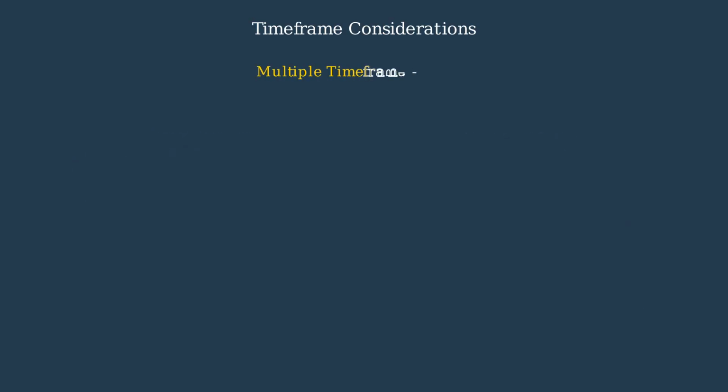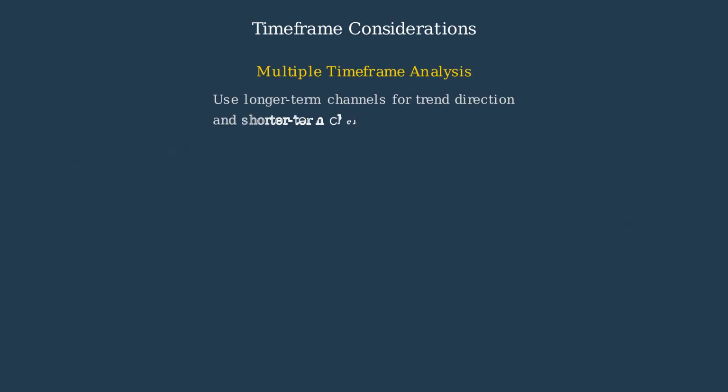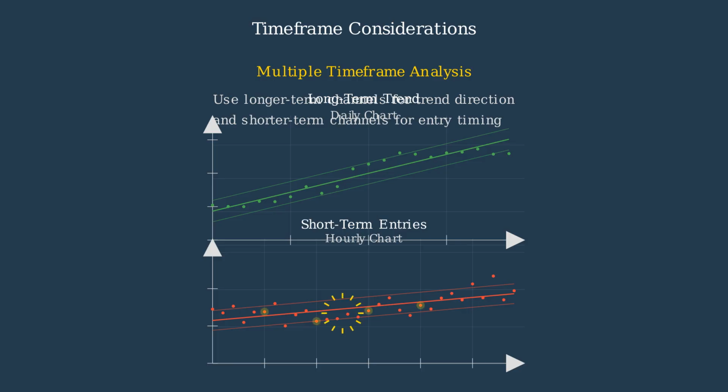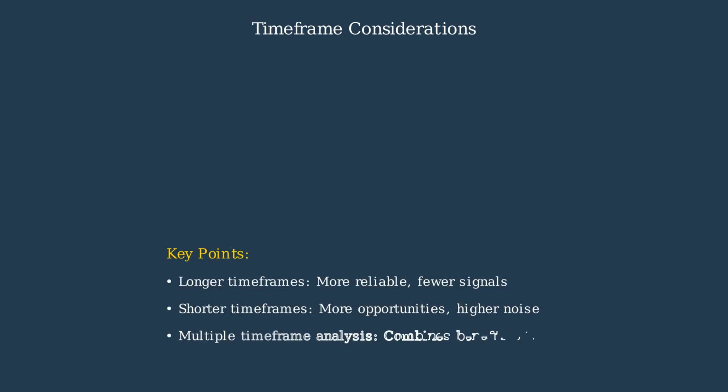Many traders use multiple time frame analysis to improve their trading decisions. Traders use longer-term channels to determine the overall trend direction. Then, they use shorter-term channels to time their entries and exits with greater precision. Remember that the choice of time frame should align with your trading style and objectives.